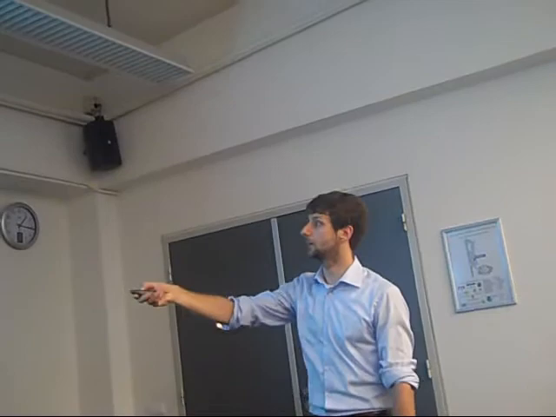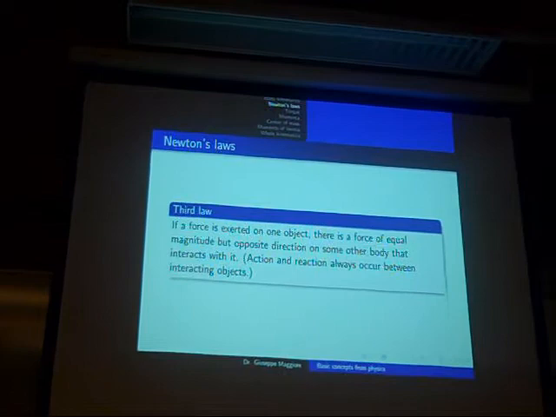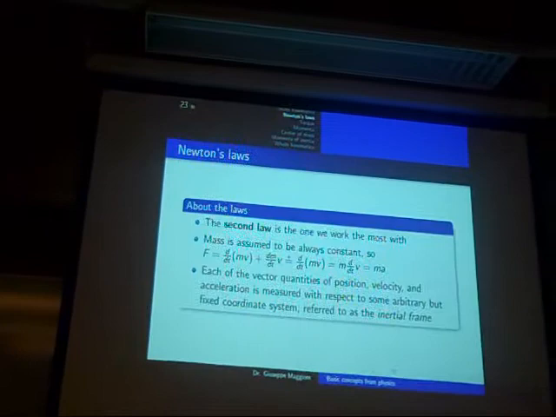In general, what this means is that the path of motion, which is complex, is determined from the externally applied forces. And the third law is kind of irrelevant for, I don't know, whoever uses this. If a force is exerted on one object, there is a force of equal magnitude but of opposite direction on some other one. So you always push against something else to apply a force, right? What we really use is the second law.